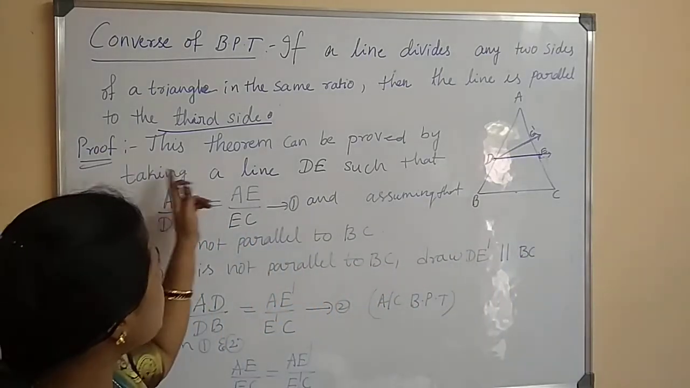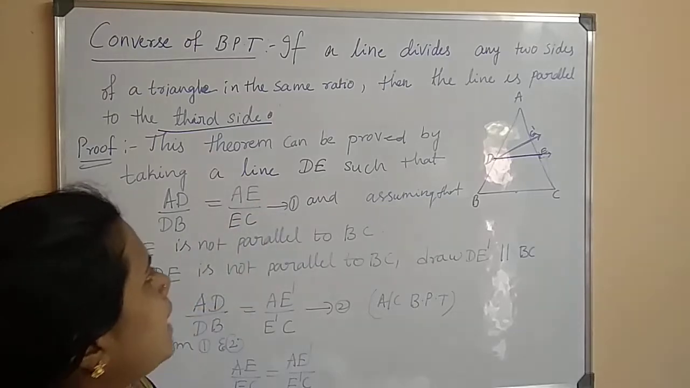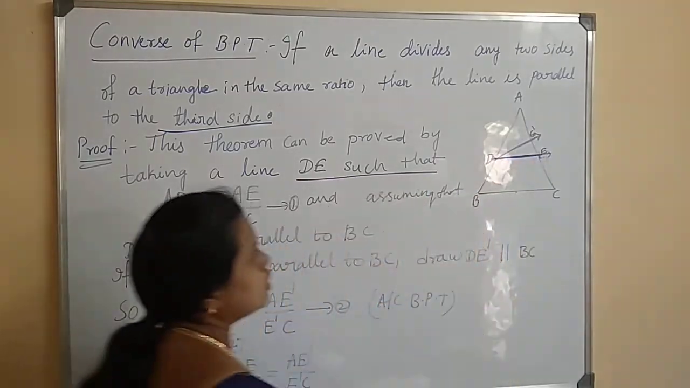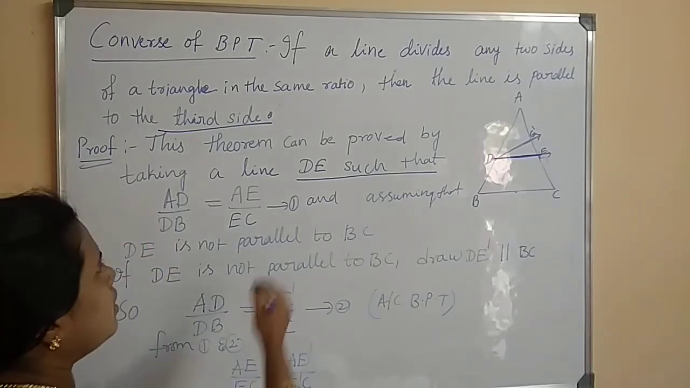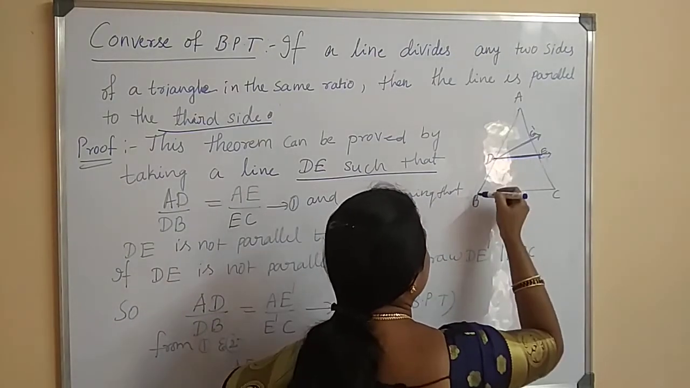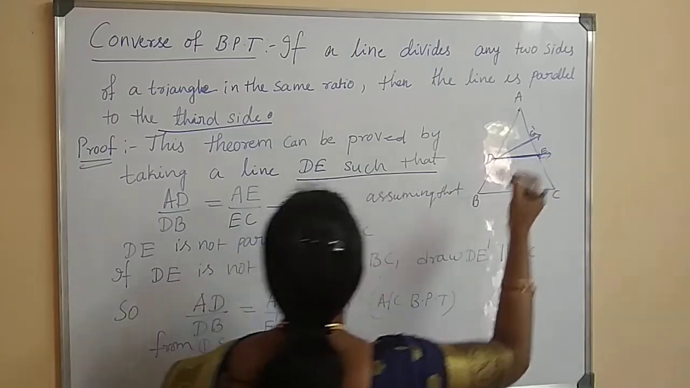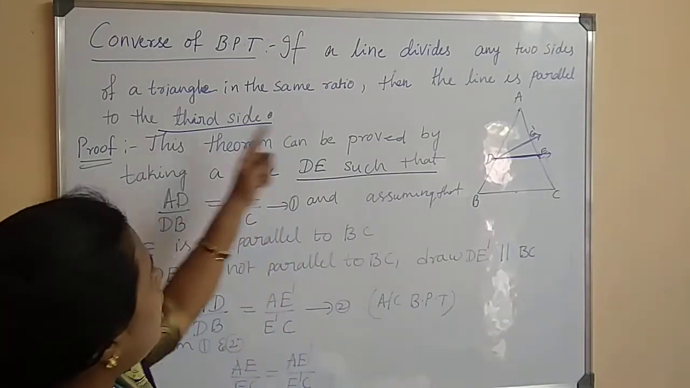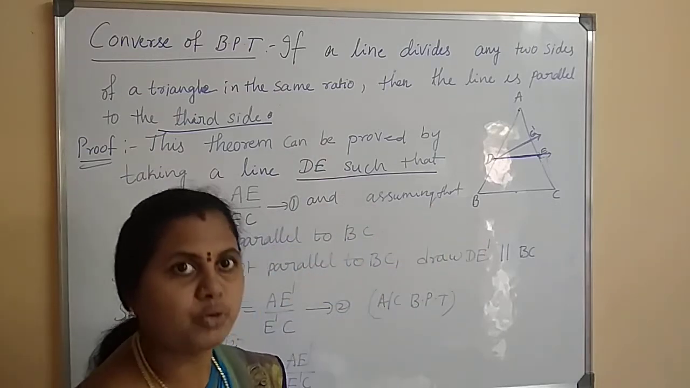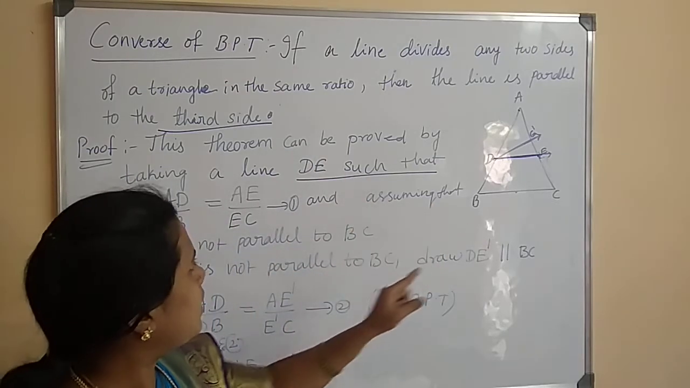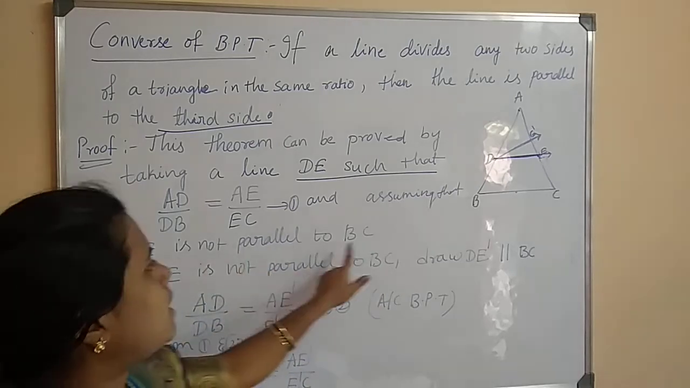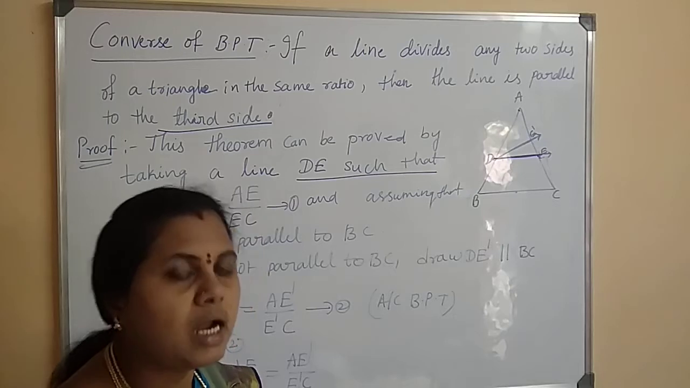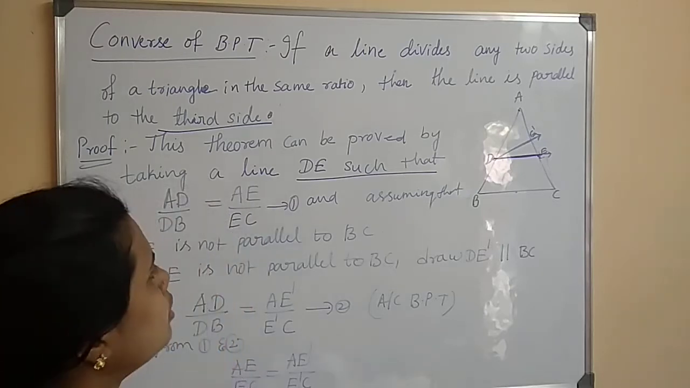Further, this theorem can be proved by taking a line DE such that it divides the other two sides in the same ratio. Same ratio means AD by DB is equal to AE by EC. To prove DE is parallel to BC, you have to assume DE is not parallel to BC, because you want to prove DE is parallel to BC. That's why you assume DE is not parallel to BC.